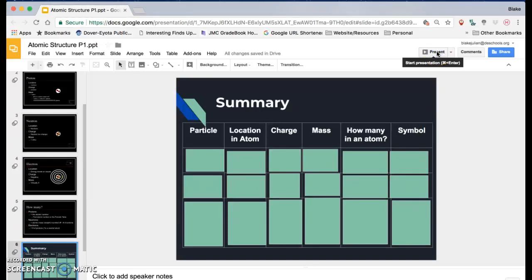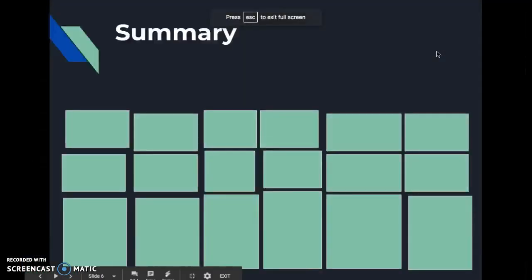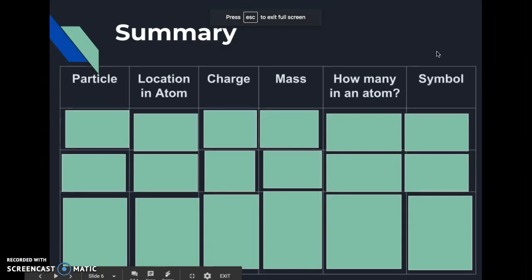All right, we're almost through. So now we get to the summary. Now you'll notice you should have a box on your notes. Take a second and try to fill that out before I go through this.